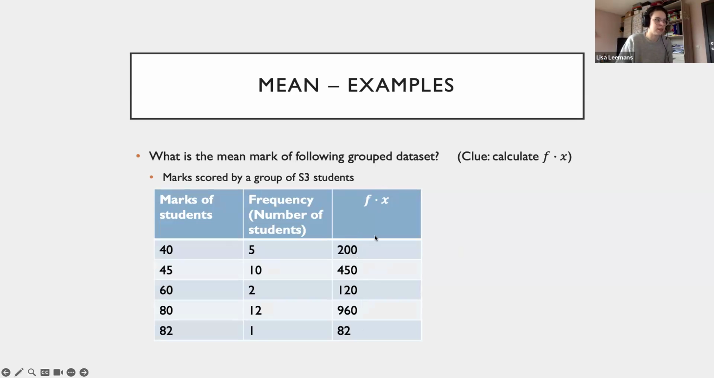What you do then is add all these values up, which gives us 1,812, and that divided by 30, because if you add all these numbers up, you find 30 students. So that gives us the 60.4 that some students found. So I hope that you guys all understand how we are supposed to do this now.